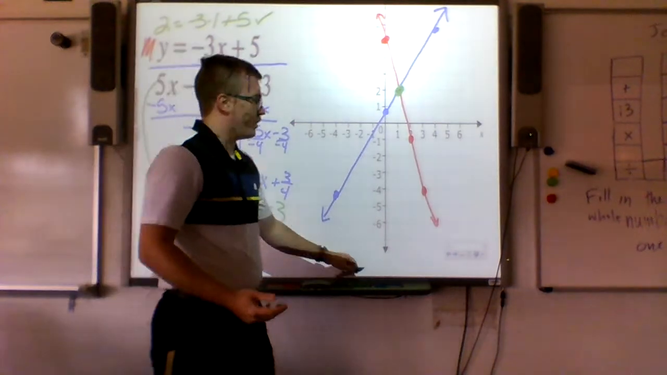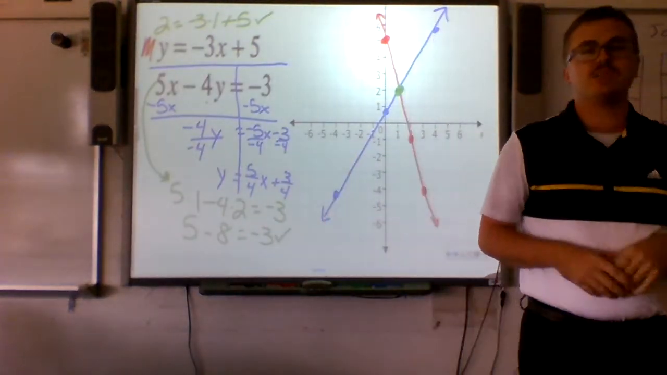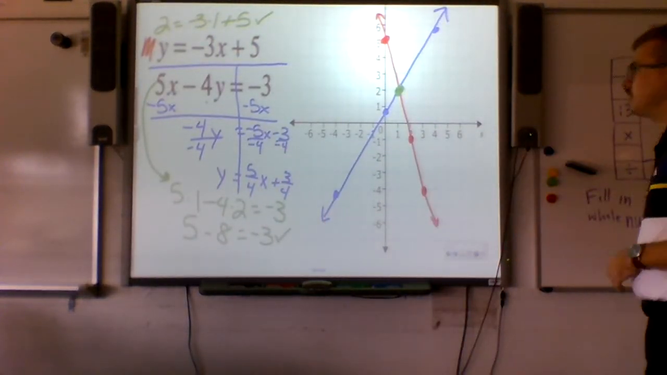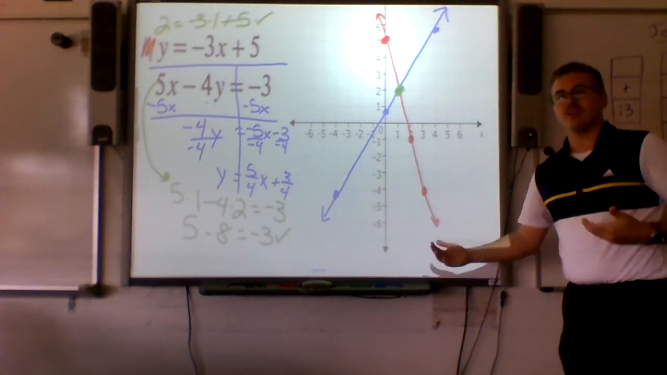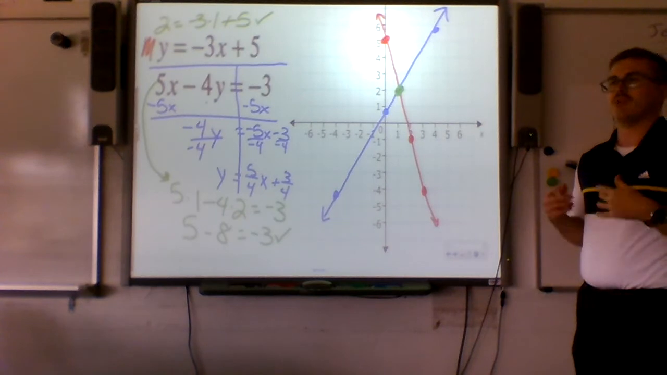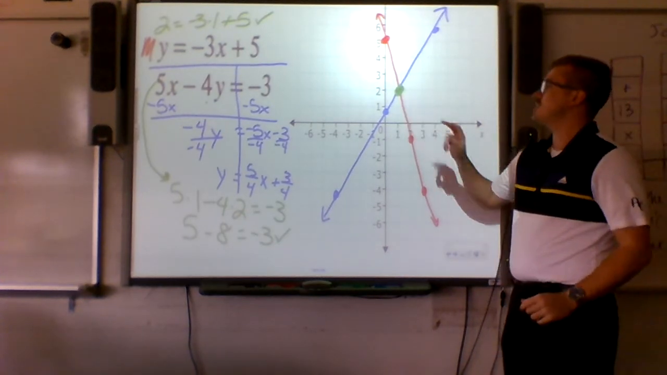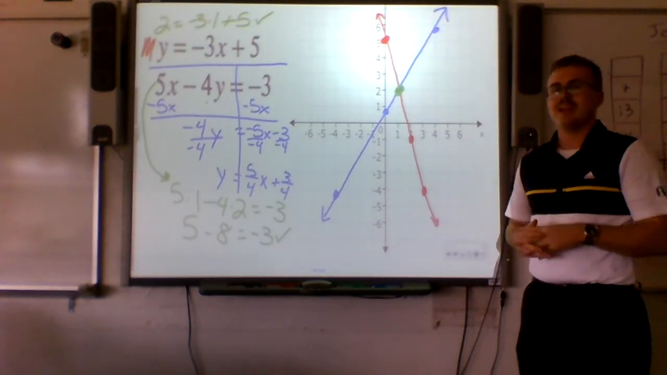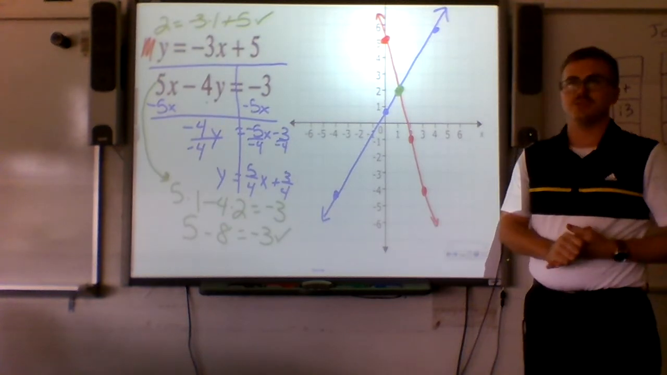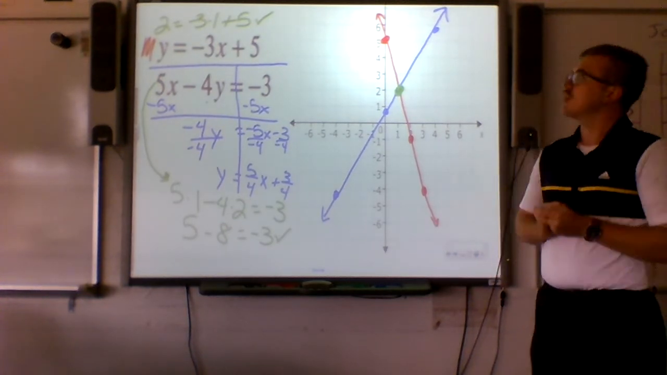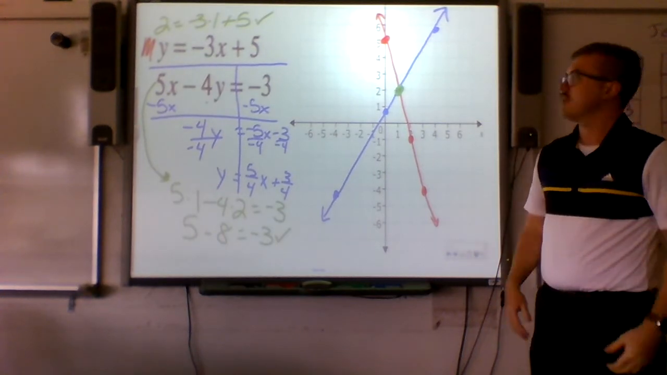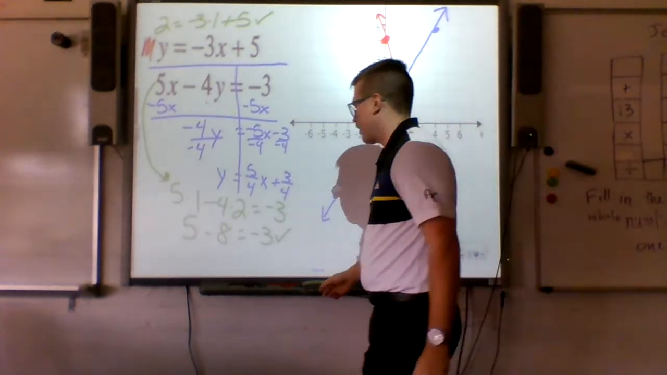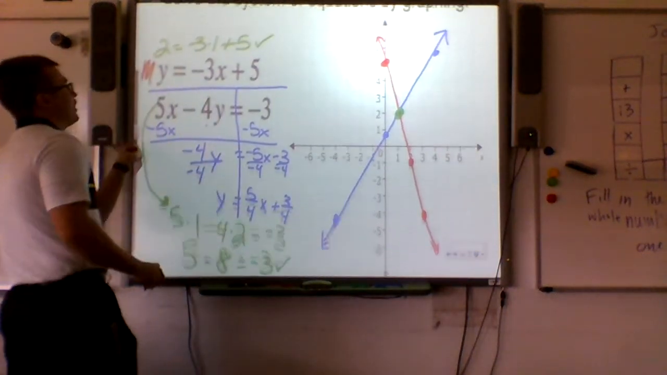Now, a situation where you might not want to use graphing is whenever you have fractions involved as your y-intercept, because then it can get a little hairy. If you get a point that's kind of in between and it's hard to tell, graphing might not be your best way of doing it. Graphing is super easy though, because you just graph it and then look at the graph, but it can be tricky.